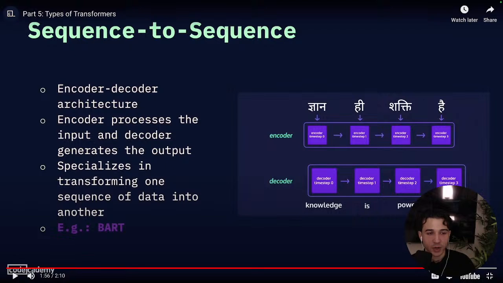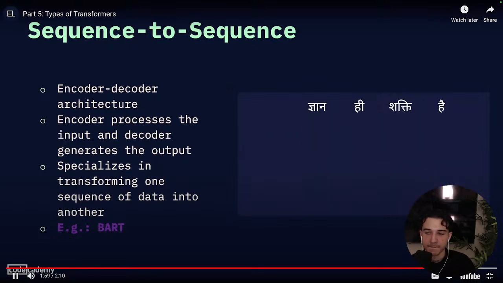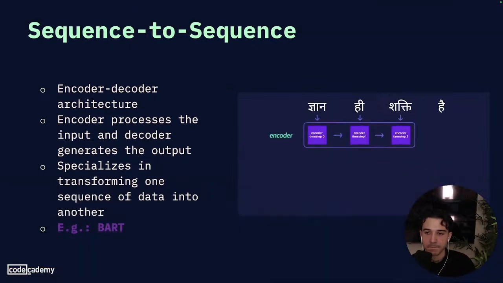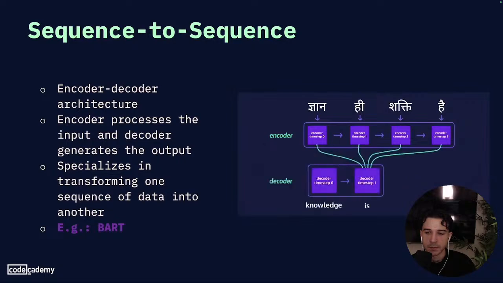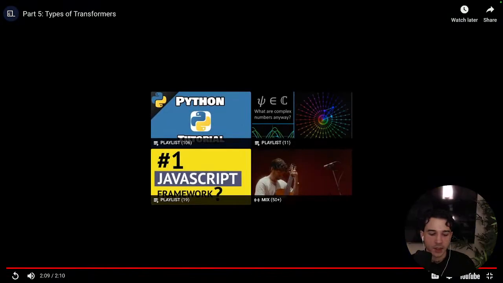Sequence-to-sequence: encoder-decoder architecture. The encoder processes the input, and the decoder generates the output. It specializes in transforming one sequence of data into another, for example, translating these characters. So the encoder takes in these input characters, and the decoder translates them into "knowledge is power." We can provide a sentence in Hindi, and the transformer will feed the text first through the encoder and then the decoder before it starts outputting the English translation, "knowledge is power." Nice.